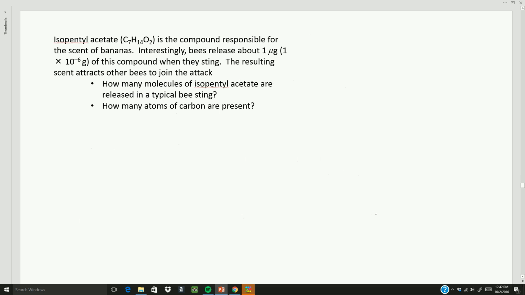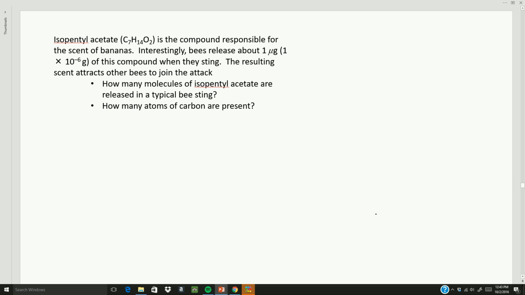Right. Another example. So isopentyl acetate is the compound responsible for the scent of bananas. Interestingly, bees release about 1 microgram, which is 1 times 10 to the negative 6 grams of this compound when they sting. The scent of this attracts other bees to join the attack. So that's a little scary, but we're going to do some math with these numbers.